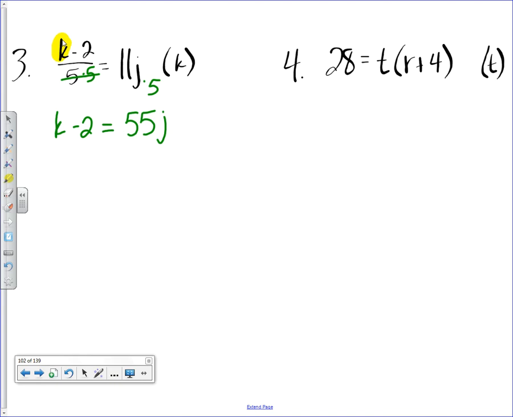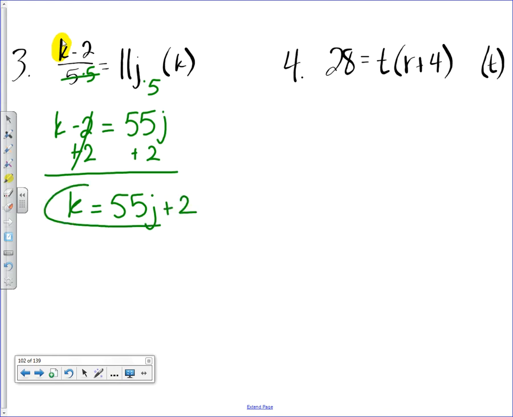Now in order to isolate the k, I have to get rid of that 2, so I will add it. Remember, when we are adding, we do have to have like terms. So that 55j and the 2 cannot go together. It would look like that. My k is now isolated, and that would be my answer.